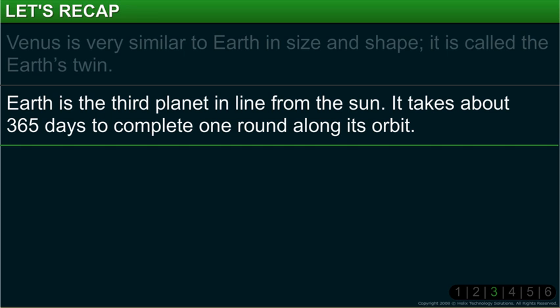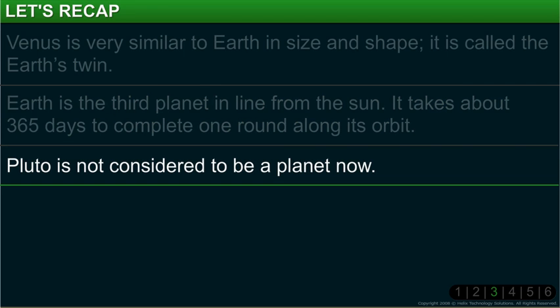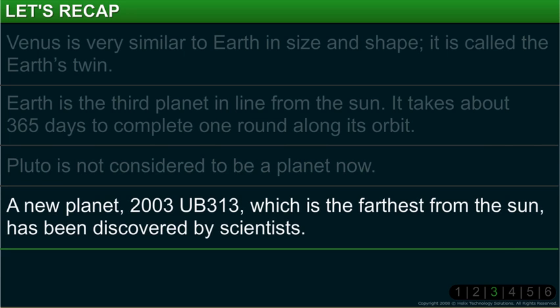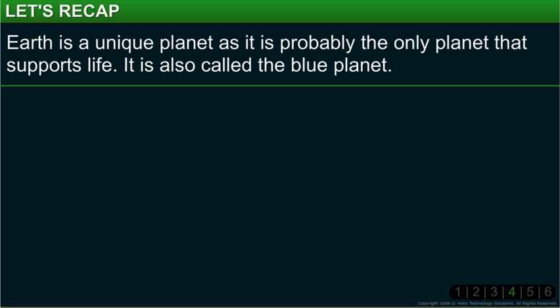Earth is the 3rd planet in line from the Sun. It takes about 365 days to complete one round along its orbit. Pluto is not considered to be a planet now. A new planet, 2003 UB 313, which is the farthest from the Sun, has been discovered by scientists. Earth is a unique planet, as it is probably the only planet that supports life. It is also called the blue planet.